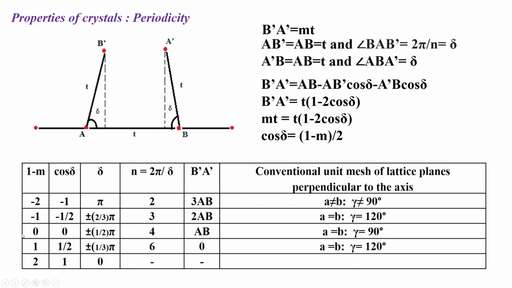When the value of m is equal to 1, we get a six-fold rotation axis, and you see now AB is given as 0. I want you to find out why it turns out to be 0, and in which case A is equal to B and gamma is 120 degrees. It again defines a cell which is referred to later.